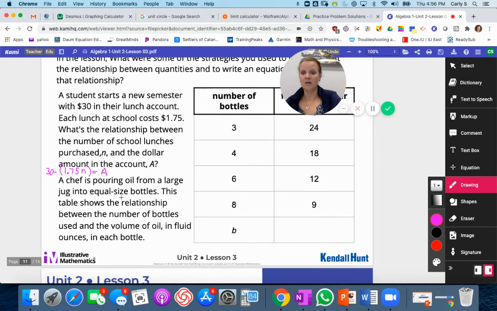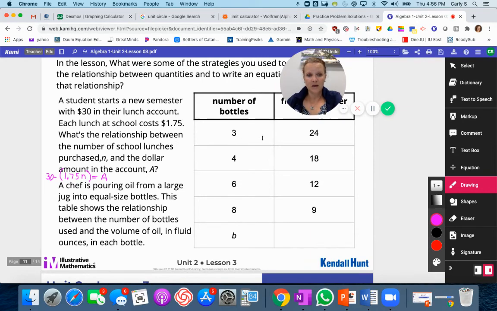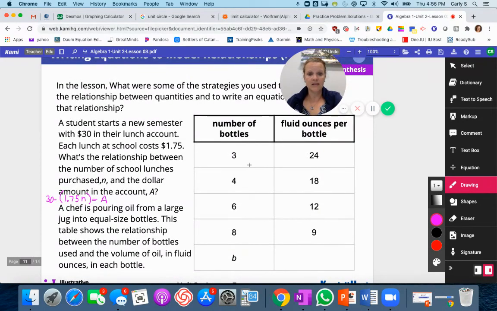A chef is pouring oil from a large jug into equal-sized bottles. This table shows the relationship between the number of bottles used and the volume of oil. Number of bottles, fluid ounces per bottle. It looks like I might be doing some division. I have 72 ounces. Divided by 3 gives me 24 fluid ounces per bottle. Divided by 4 gives me 18 ounces per bottle. 72 divided by 6 gives me 12 ounces per bottle. 72 divided by 8 gives me 9 ounces per bottle. So 72 divided by B is going to give me the number of ounces per bottle.